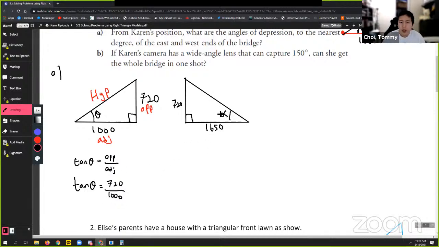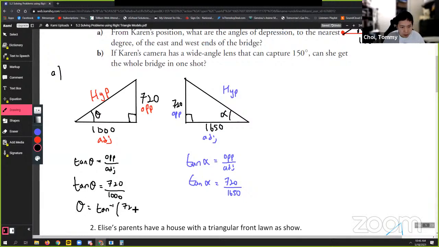Okay? And the same thing's going to be true on this side, actually. If this is alpha, this is also opposite, hypotenuse, adjacent. Turns out we're doing tan twice. So tan alpha is equal to opposite over adjacent. And it's going to be the same process. So we're going to be doing tan inverse. So theta is equal to tan inverse of the fraction. Same thing on the other side. We're going to get alpha is equal to tan inverse of the fraction.